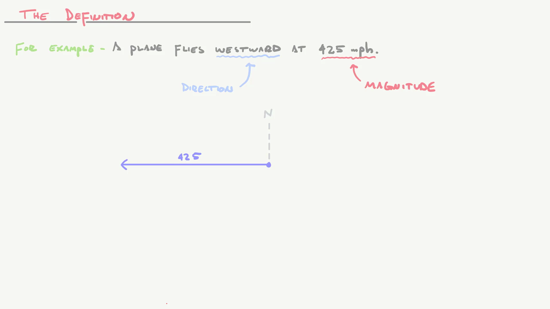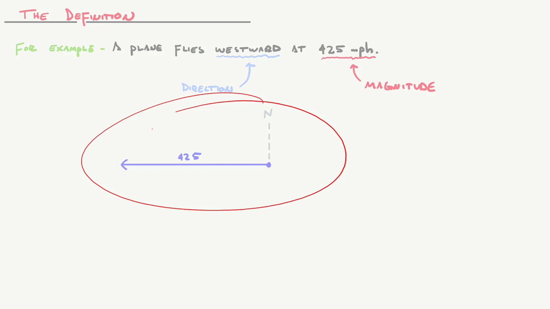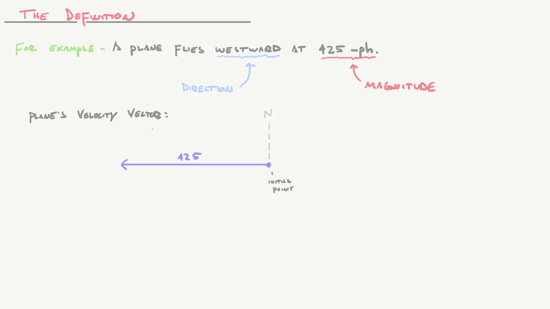So visualized, right, what is really a velocity vector looks like this. This is a representation, a directed line segment of a westward motion at 425 miles per hour. So this is the plane's velocity vector. The anatomy of it is that it's got an initial point and some terminal point.